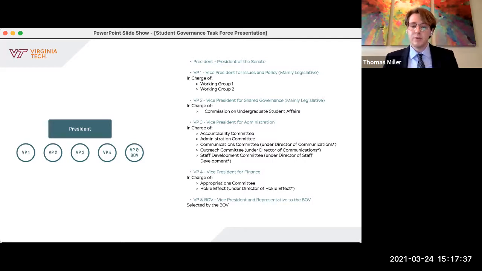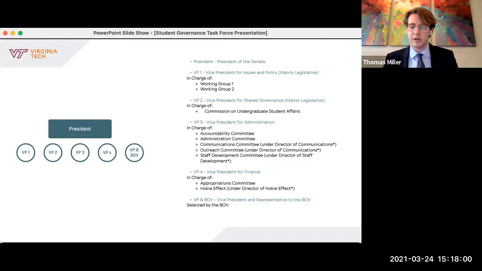Currently, our undergraduate representative to the Board of Visitors doesn't need to get involved with student governance at all. It's really up to their individual choice how much they coordinate with student governance at the moment. We want to solidify that formal relationship between our representative to the Board of Visitors and student governance and the representativeness of the one body.